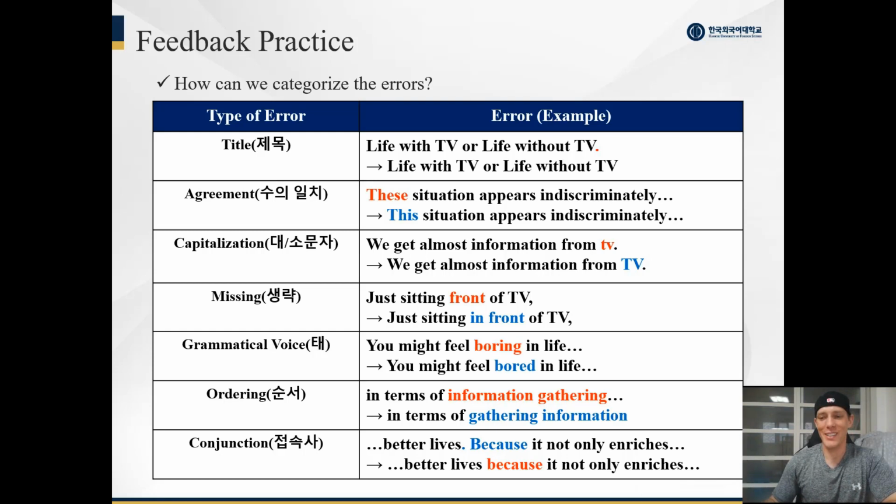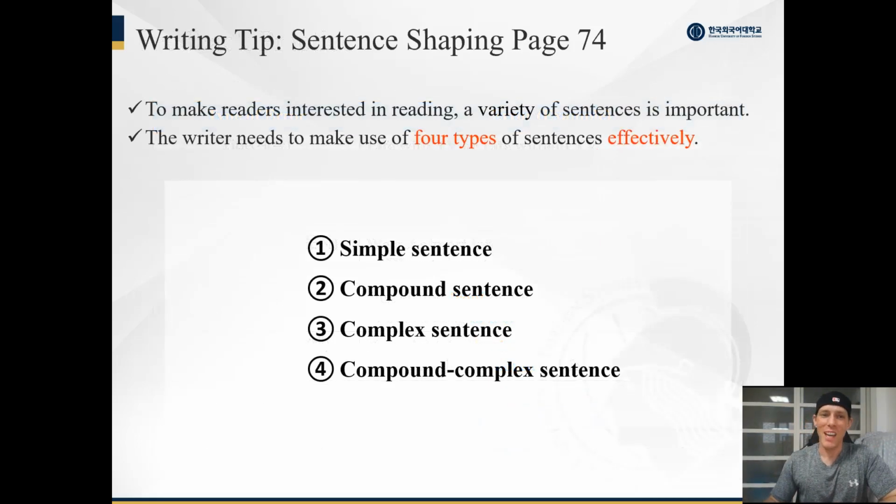Hopefully you found those errors, and you were great. I'm sure you did, so good job! Yeah, let's go on to the next part. The next part is page 74. And again, we're talking about writing practice.